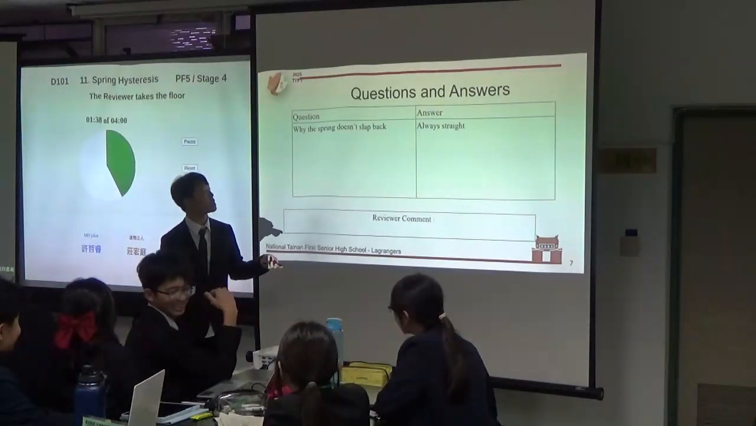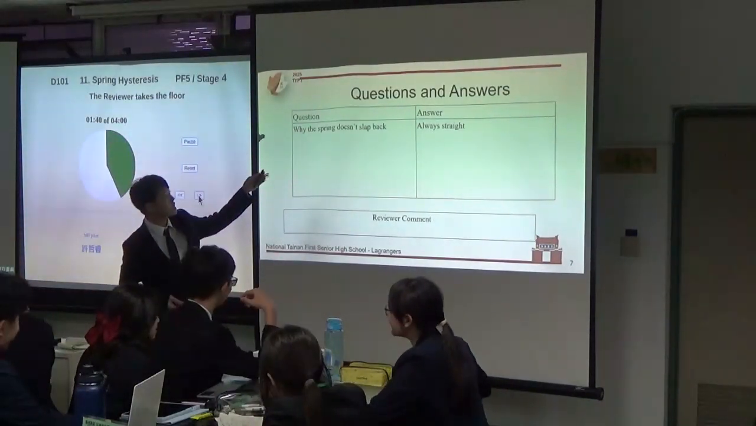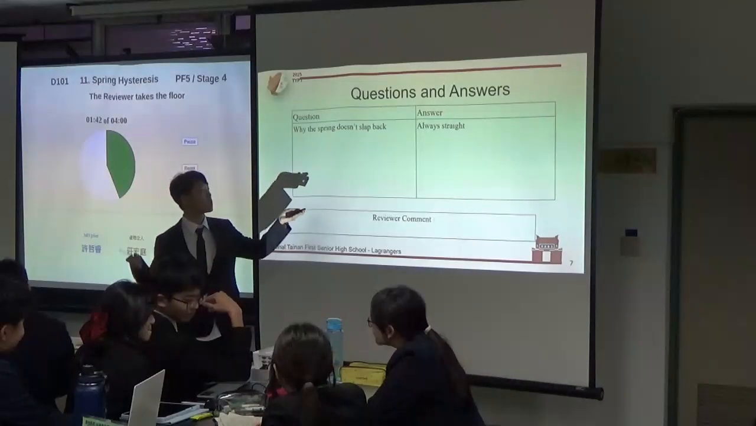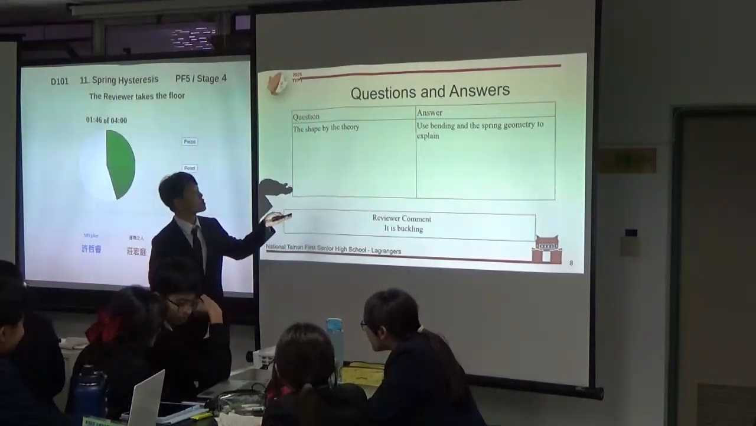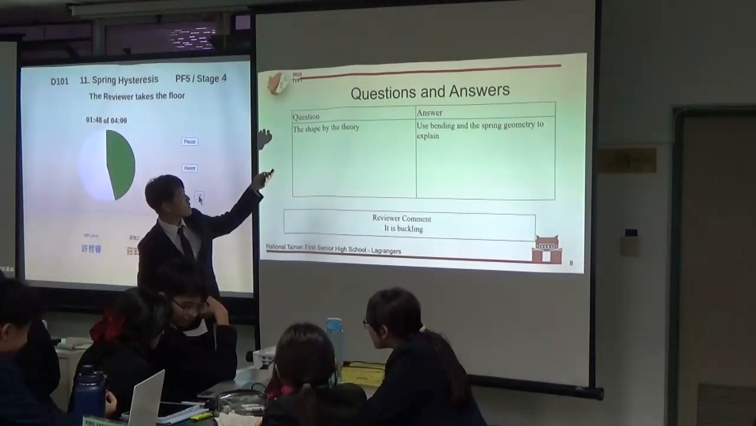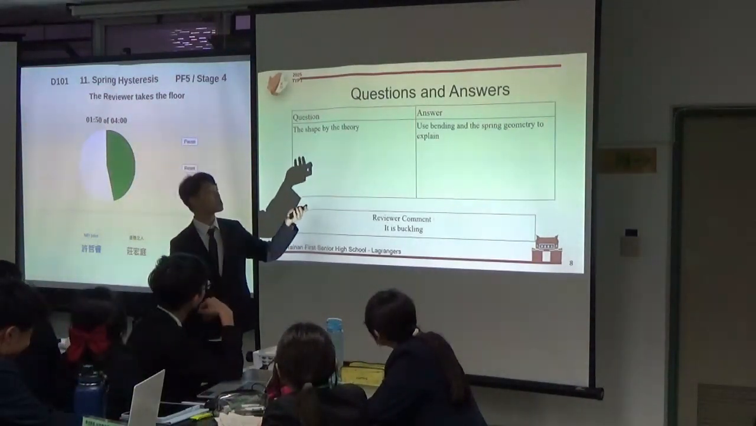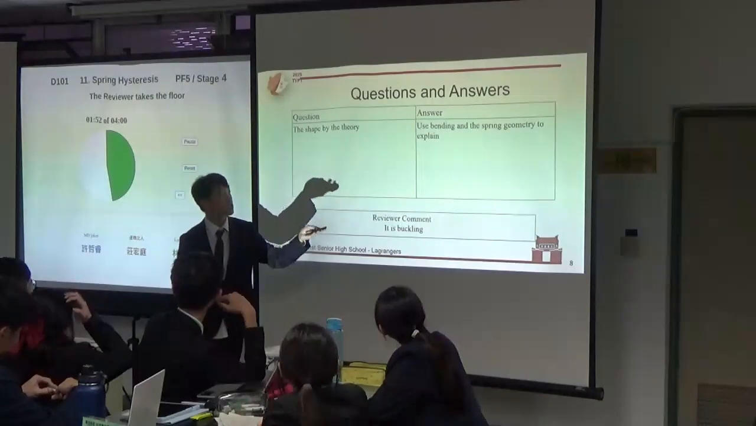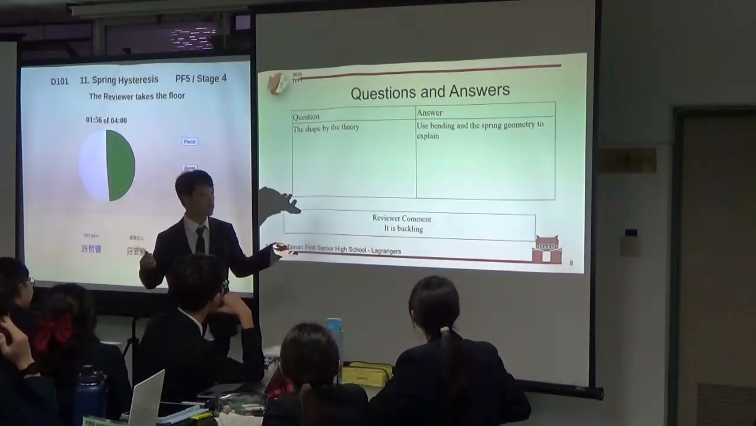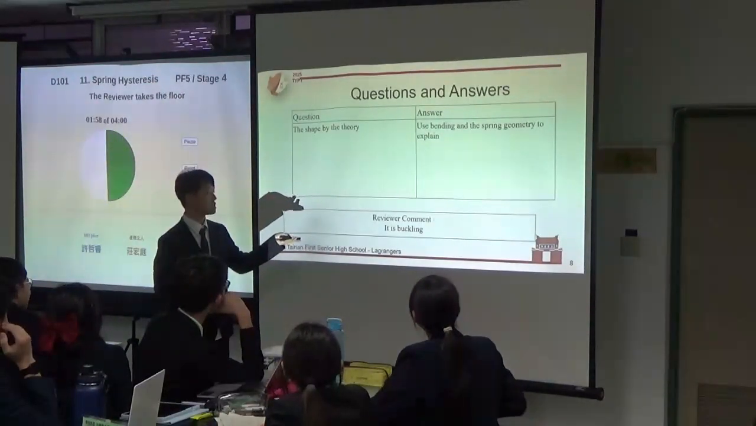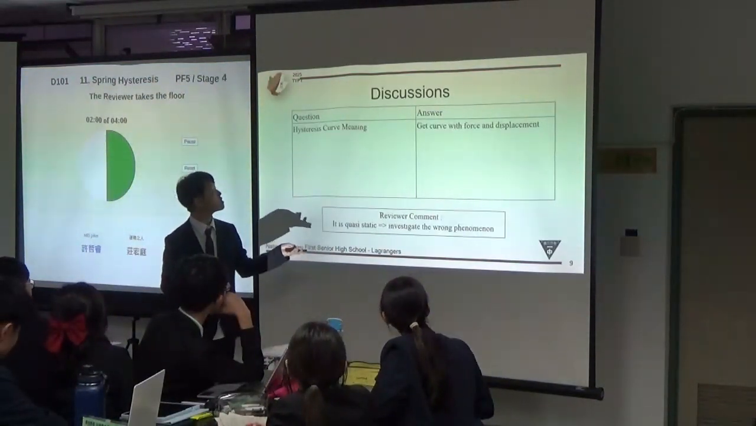Okay, this is the question and answer. The question: why does the spring not slack back? The reporter says it is always straight. In the question and answer, you can see the shape by the theory, and there's only an answer using bending and the spring geometry to explain. And I don't think that's correct because the direction of force should be changed, and of course buckling.